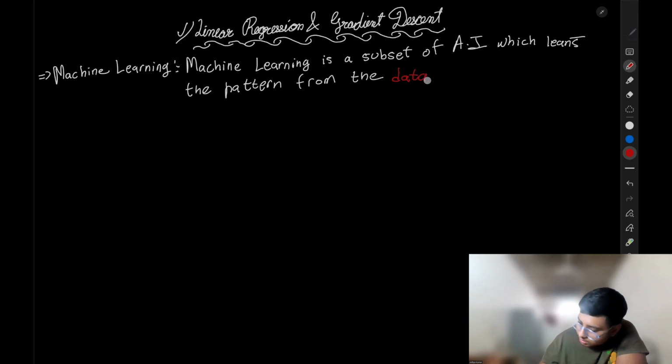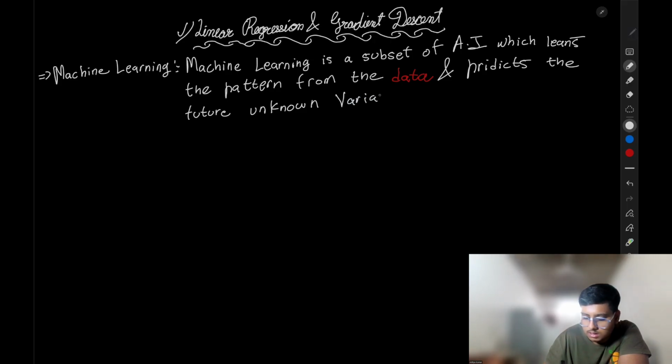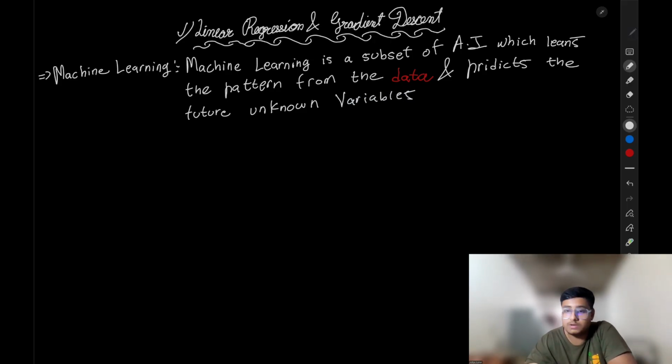I'm going to discuss it in the future part of the lecture. And it predicts the future unknown variables. Okay, so let's read the definition one more time. Machine learning is a subset of artificial intelligence which learns the pattern from the data and predicts the future unknown variables.